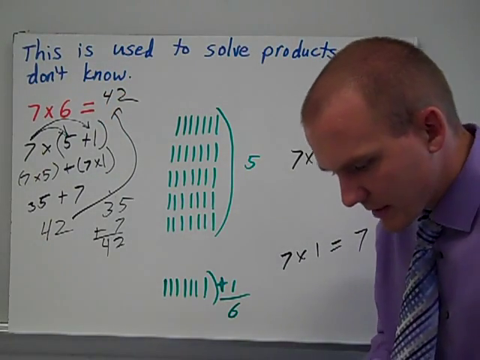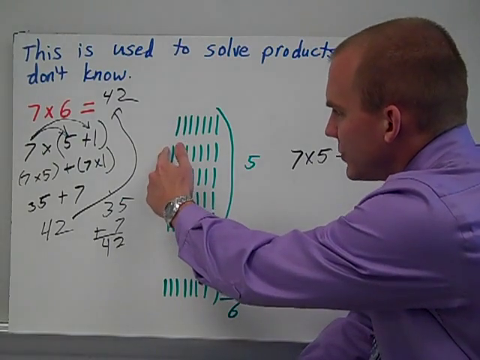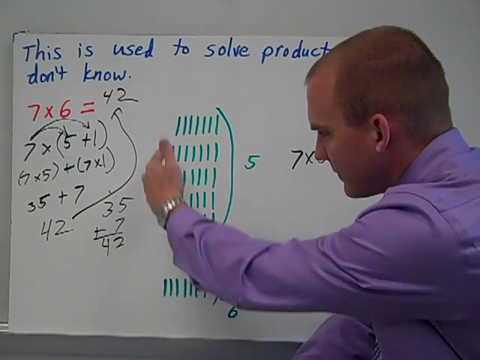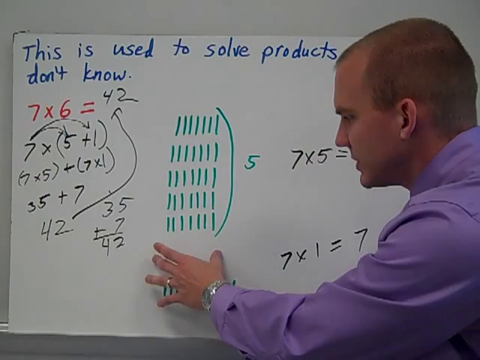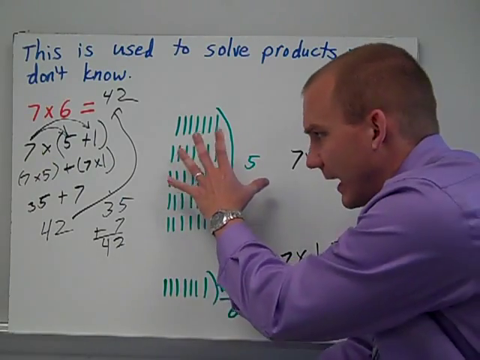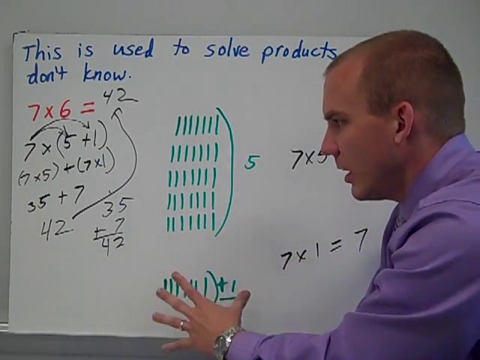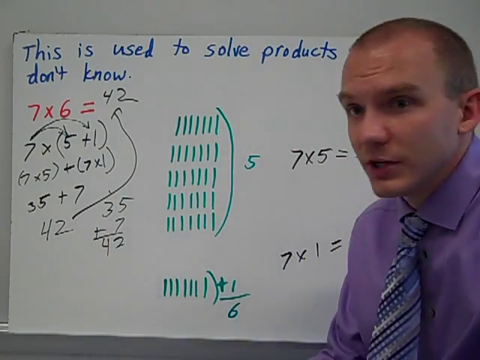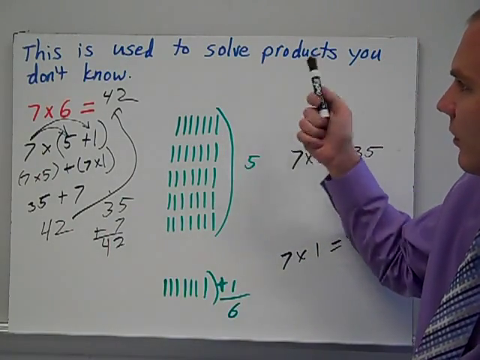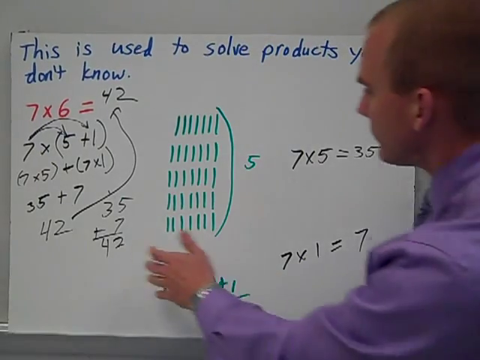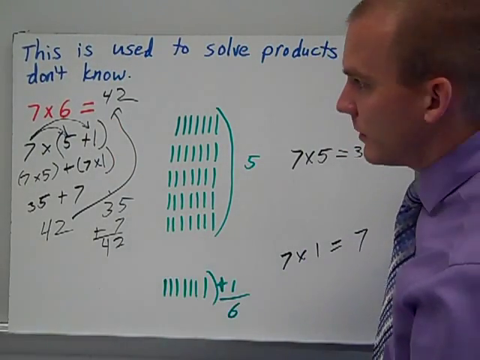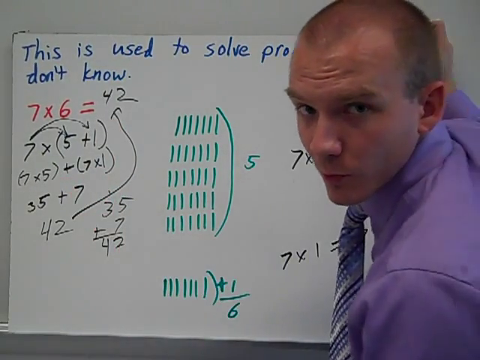The reason for this is if you think about it, 1, 2, 3, 4, 5, 6, you have 6 rows of 7. All I did was count them in different ways. I counted 5 first and then 1, and I added them up and got to my product of 42. And that's how it can be used to solve products you don't know. But this isn't the only way to do it, because you can add up to 6 in more than one way.